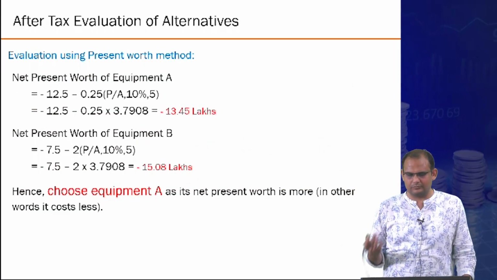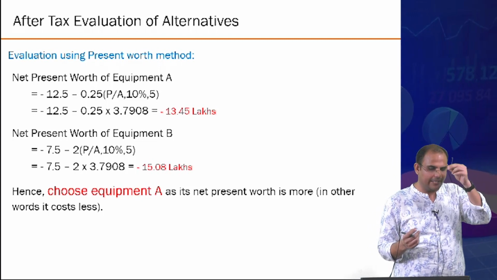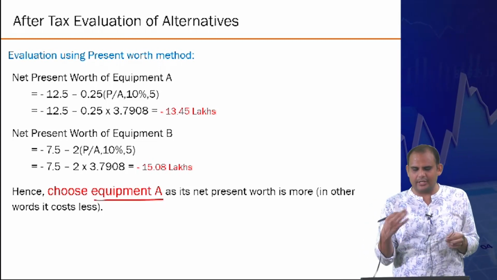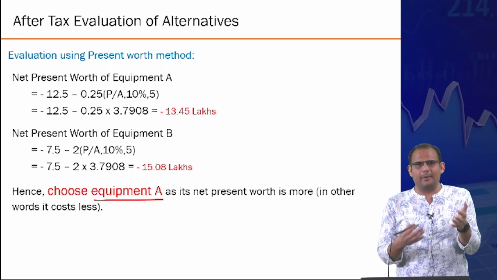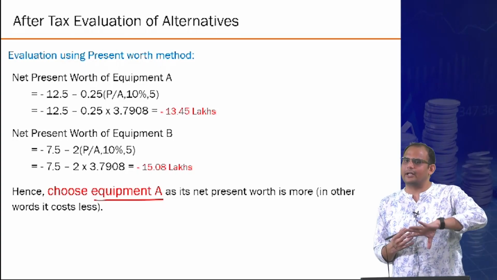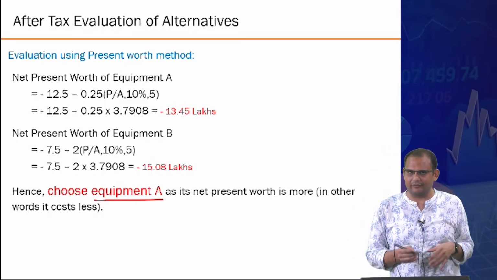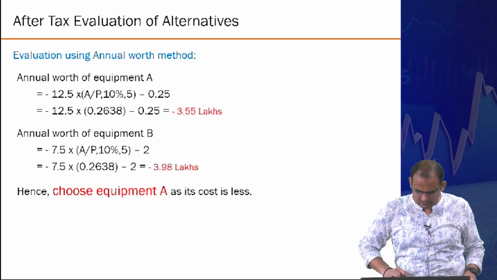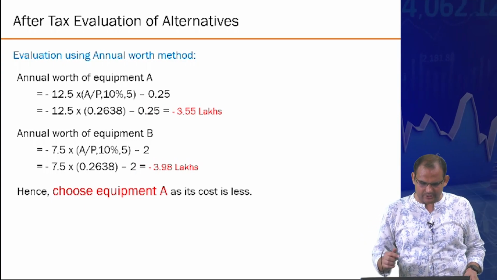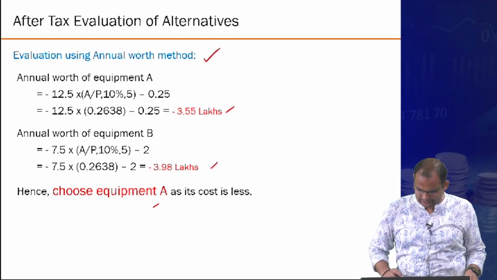Then normal net present worth, you actually do your analysis and you will find in this case you will still end up choosing equipment A. Originally also you were choosing equipment A, but after taxation in some cases the alternative selection may change. That could happen. And this is based on the annual worth method. Again, equipment A because it costs less.